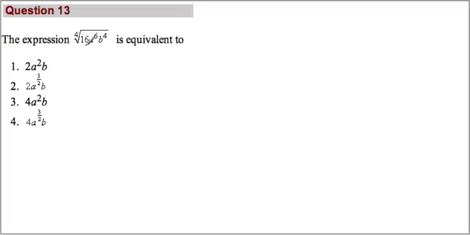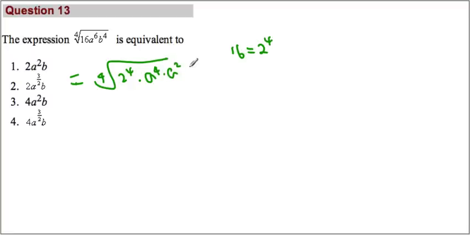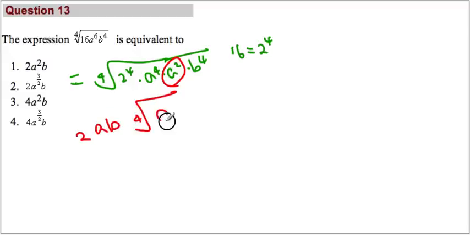Here, let's rewrite 16. 16 is in fact equal to 2 to the 4th power. In other words, this can be rewritten as 4th root of 2 to the 4th power times a to the 4th times a squared times b to the 4th power. Notice that everything has 4th power except this one. So we end up getting 2ab 4th root of a squared. That becomes our answer.